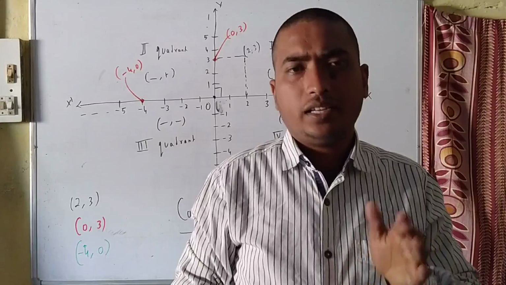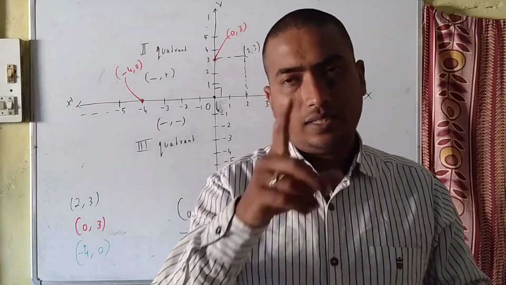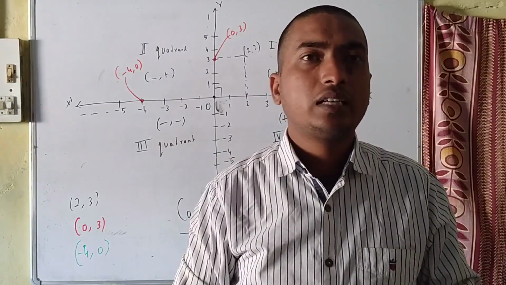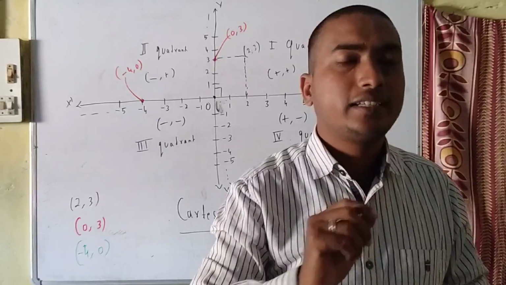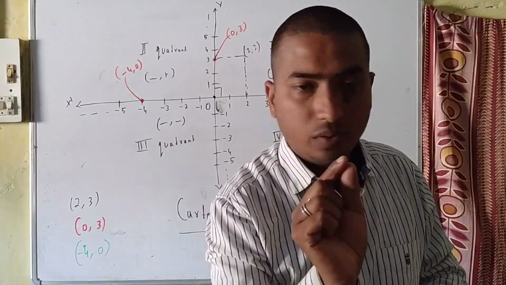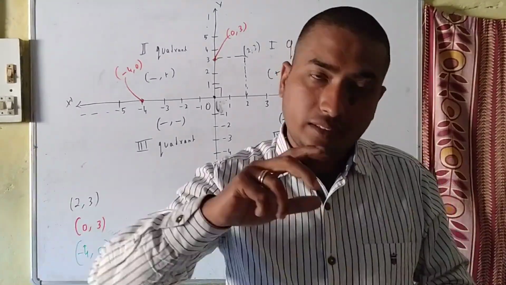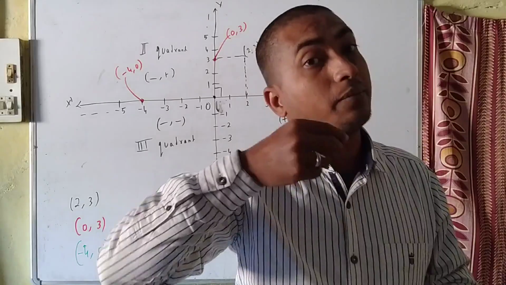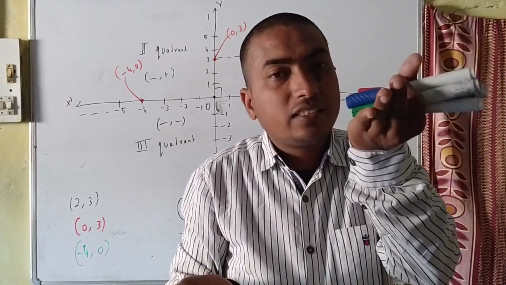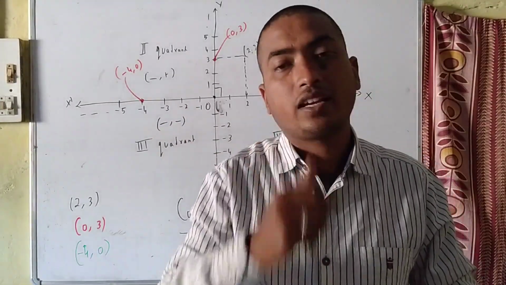Suppose the example of direct variation. Suppose we increase the distance. First we go from Gwalior to Delhi. Now we go from Gwalior to Amritsar. The distance is increased, time also increases. Here both things are increased. That is, distance is increased, time is also increased. So this is a direct variation.